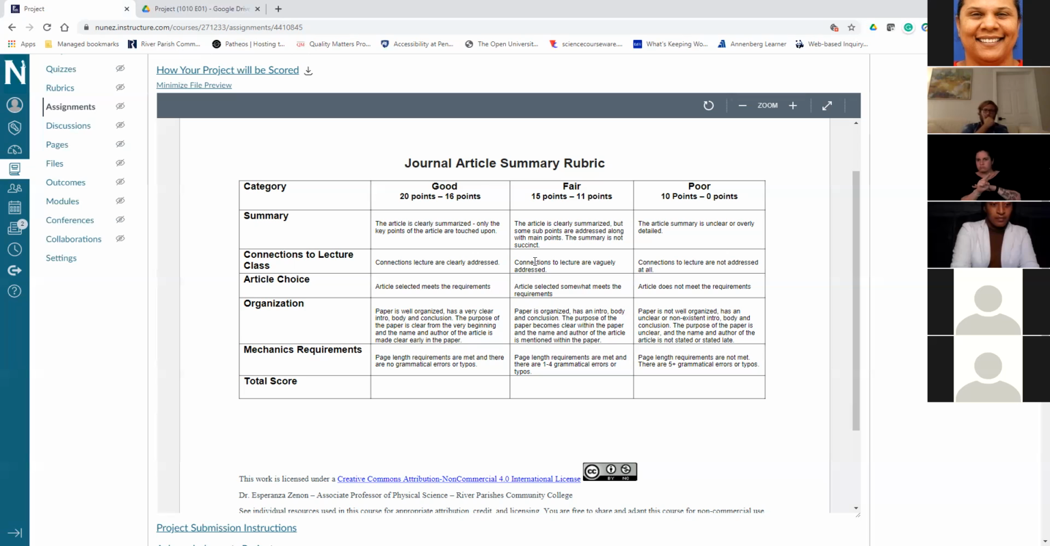Anything that you can do to let me know that you see that there's a connection between the stuff you learned in this class and the article that you're reviewing and summarizing.